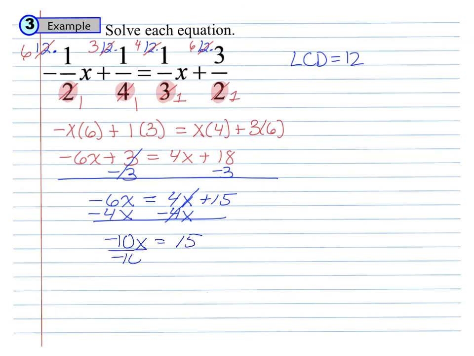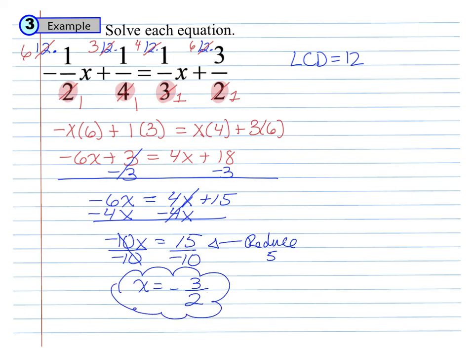You're dividing both sides by negative 10, sorry. And you're going to get x is equal to, and you need to reduce this fraction. Anytime that a fraction is reducible, you need to reduce it. I'm going to reduce it by 5. I'm going to divide the top and bottom by 5. So then that means 5 goes into 15 3 times, 5 goes into 10 2 times. So I'm going to have negative 3/2 as my final answer.